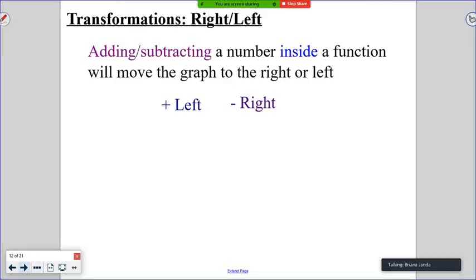What you guys are looking at are what I call the transformations left or right. The mathematical word for that is a horizontal transformation or a horizontal shift. How do we get a horizontal shift? We will add or subtract a number on the inside of our function. And we're going to spend some time later talking about the inside of our function and outside of our function. So positive then, or adding, would actually move our graph to the left, and subtracting will actually move our graph to the right.